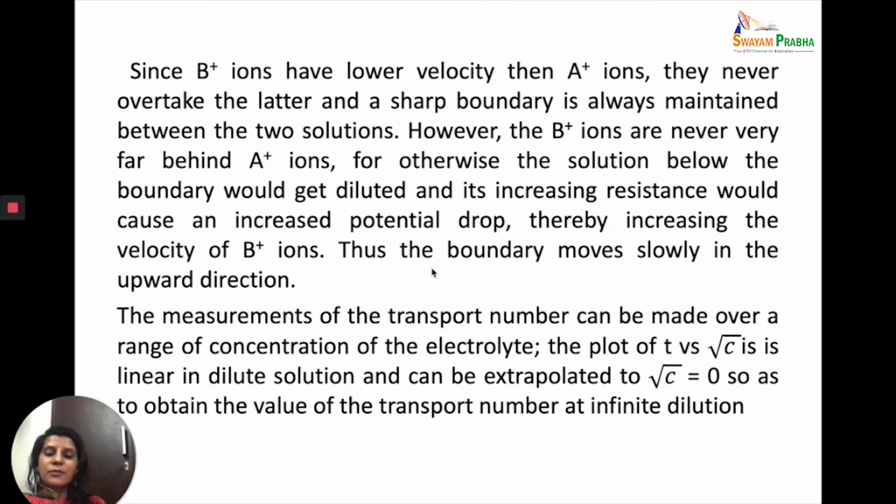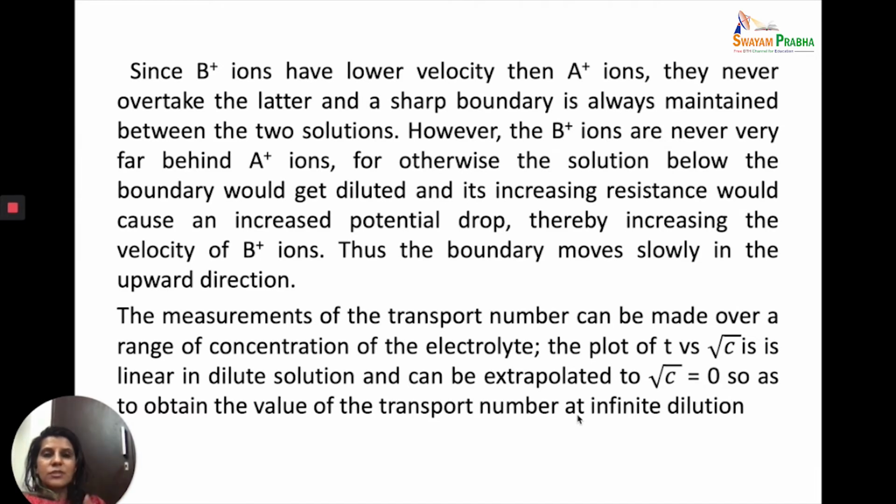The measurement of the transport number can also be done over a range of concentration of the electrolyte. You can plot a graph of T versus root C, and it is going to be linear in dilute solution and can be extrapolated to root C equal to 0 to obtain the value of transport number at infinite dilution.